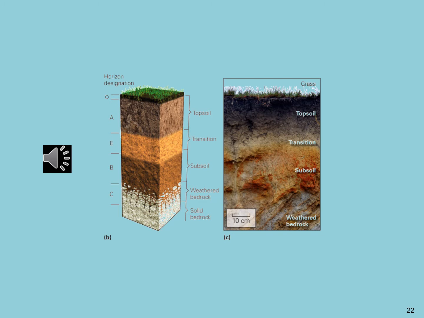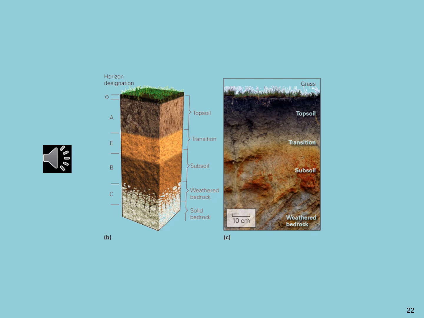Below the O horizon is the A horizon, in which humus has further decayed, mixed with mineral grains of clay, silt, and sand. This is the layer that is commonly called topsoil, the fertile portion of soil that farmers till for planting crops. In some places, the A horizon grades downward into the E horizon, a soil horizon that has undergone substantial leaching but is not mixed with organic material. This horizon is often called the transition zone.